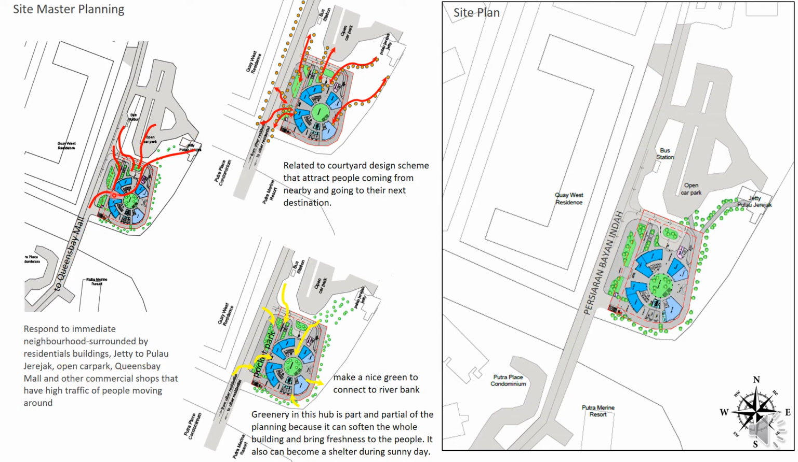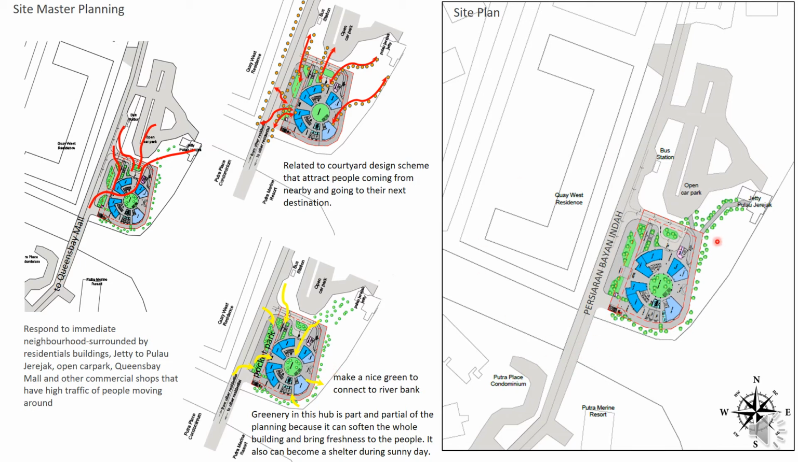So you can see that the red color line is for the neighbor to come into my building to cross. Then that relates to the courtyard design scheme to attract the people coming from nearby and going to their next destination. After that, I will also upgrade the surrounding greenery, make a nice green to connect the river bank. Here I also create one pocket park to attract people to use during the sunny day.